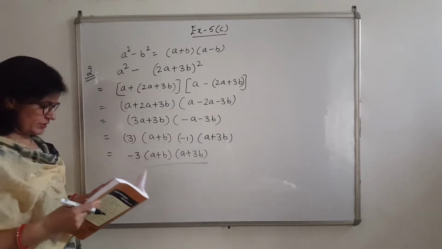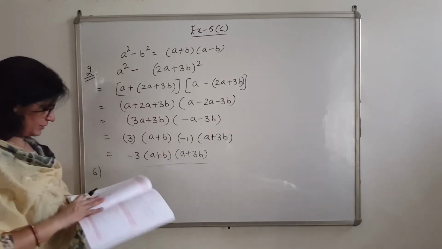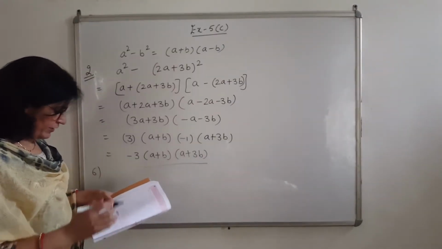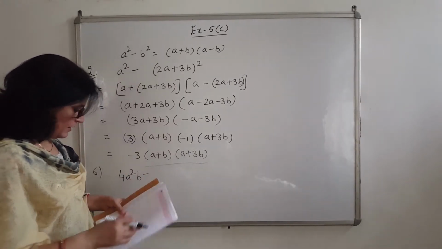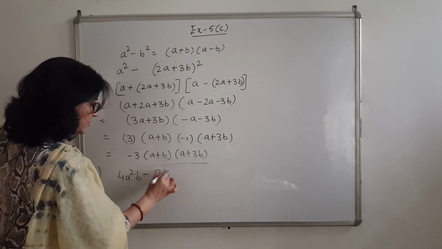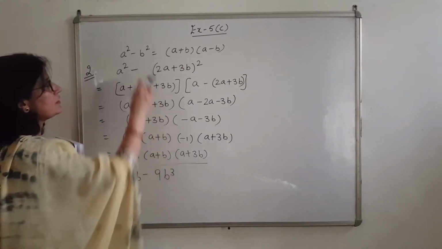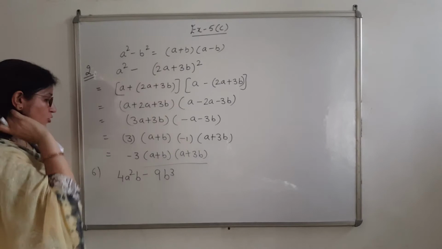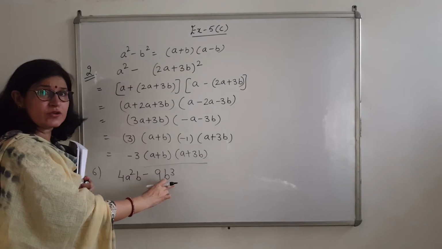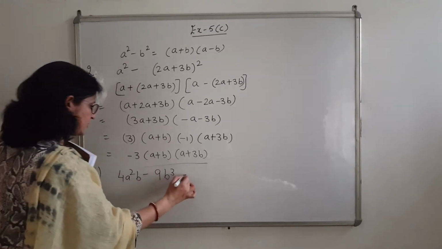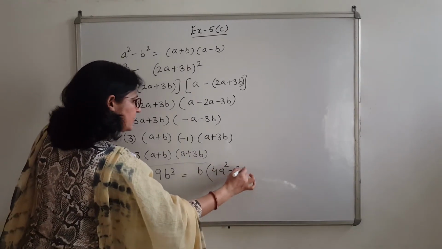Now our next question, number 6. In this question the statement is given like this: 4a square b minus 9b cube. What is said in the starting of the exercise? We have to change the given terms in the form of a square minus b square. So here we have this b, which is not a square of any term, and here it is given b cube. So what is common that we will take? b is common. We get b(4a square minus 9b square).